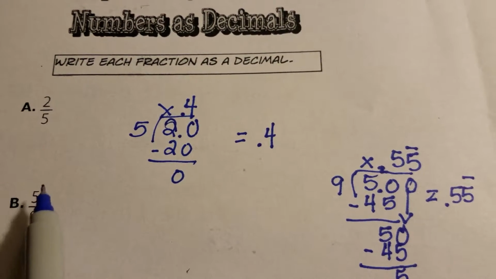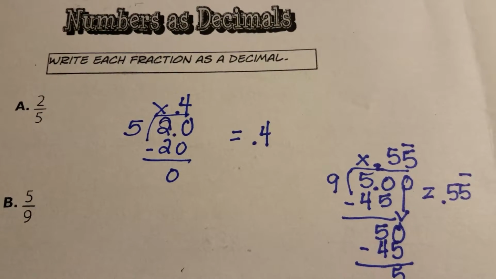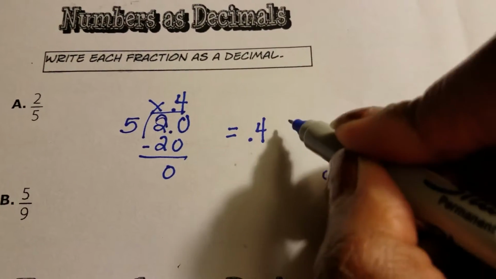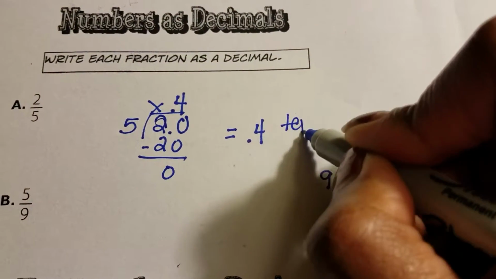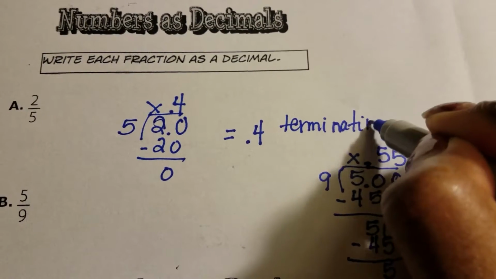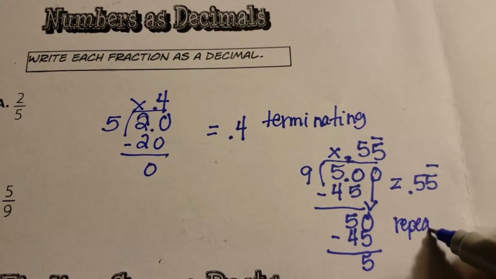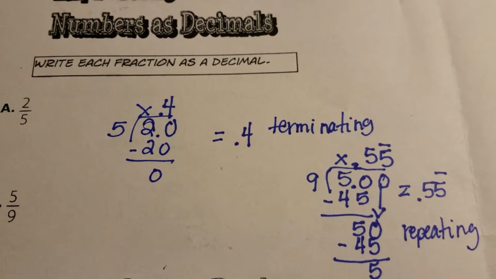Okay, so we have a terminating decimal and we have a repeating decimal. Okay, so we're going to write that here. This one's going to be terminating. And this one here is repeating.